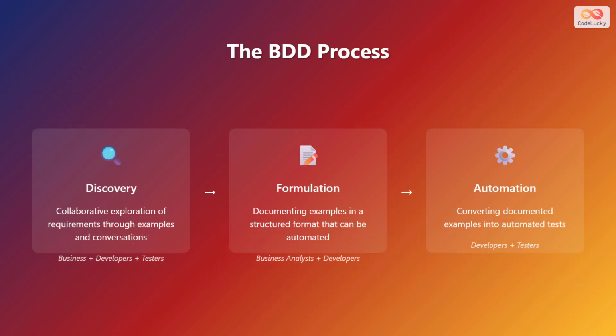The behavior-driven development process involves three key stages. First, discovery, which involves collaborative exploration of requirements through examples and conversations involving the business side, developers, and testers. Next, formulation, which involves documenting examples in a structured format that can be automated. This involves business analysts and developers. Finally, automation, which involves converting documented examples into automated tests. This involves the developers and testers.